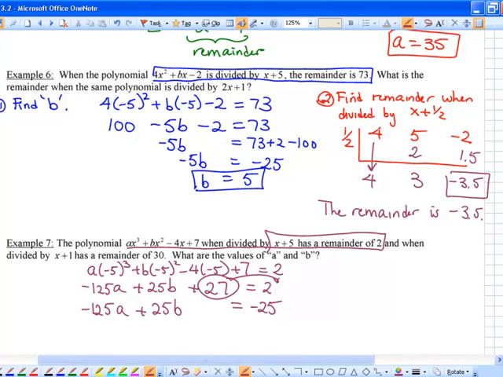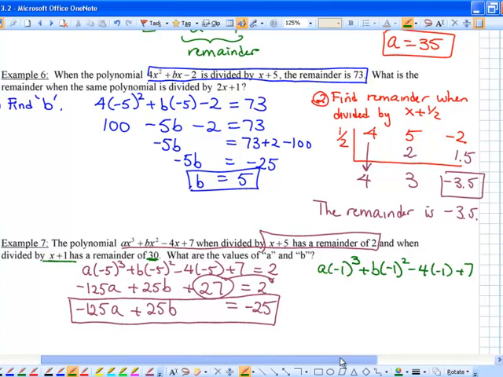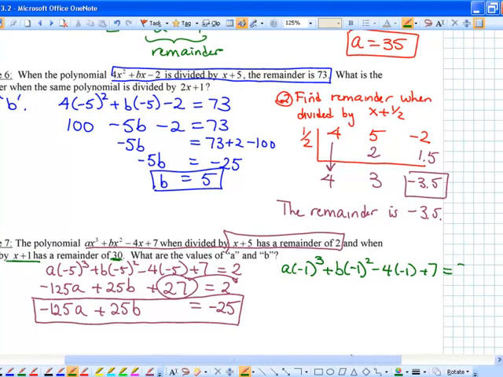Okay. 2 variables though. We're going to use this again in a sec, but we need something else when we have 2 variables. We need to use some other information. And lucky for us, we do. Divided by x plus 1, the remainder is 30. So let's do the same thing. If I'm dividing by x plus 1, what would I plug in? Yes, negative 1. I'm going to put it back into the same dividend, the one with the a and b, and make this equal to how much? 30.